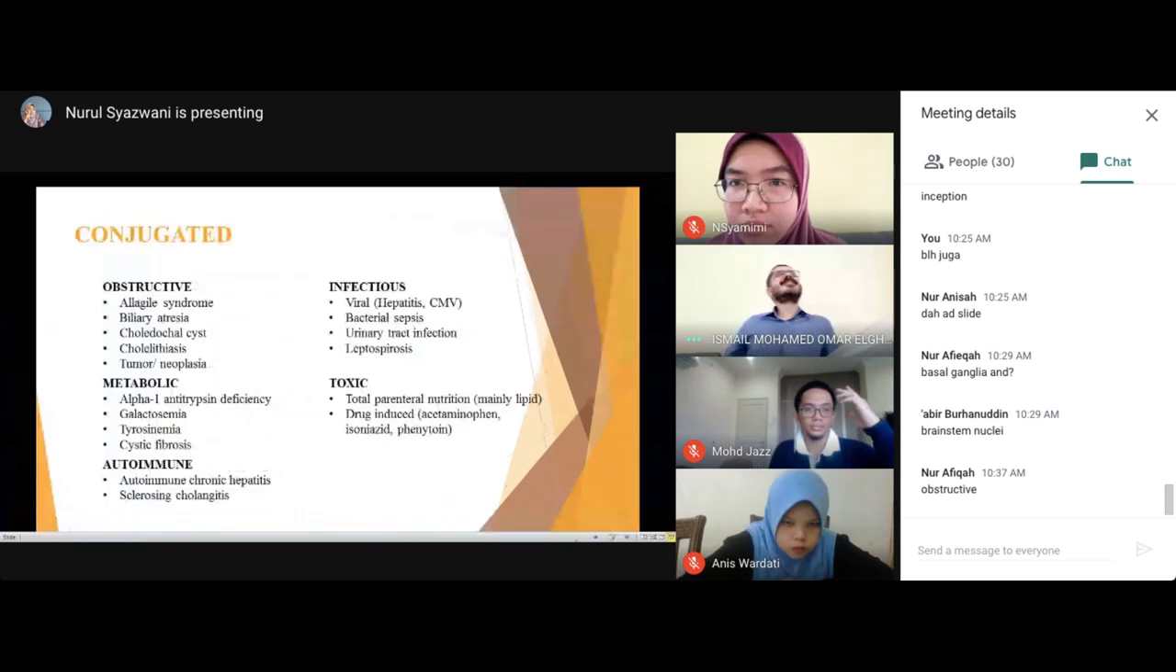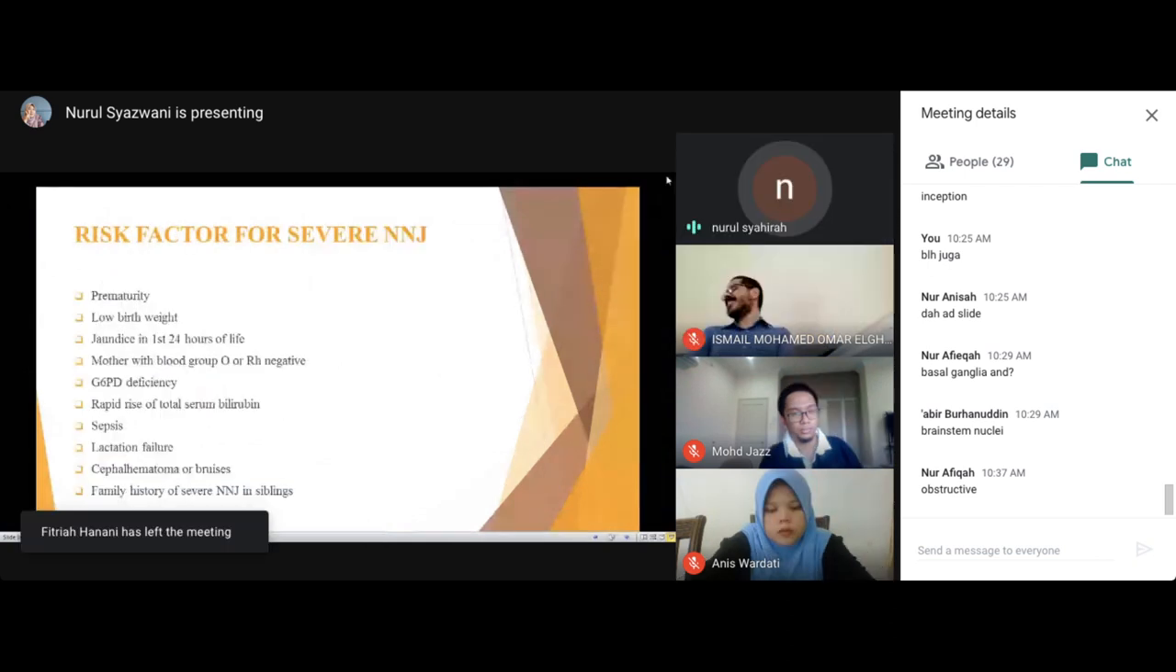So these are the risk factors for severe neonatal jaundice. We have a premature baby, low birth weight, jaundice in the first 24 hours of life, and a mother with blood group O or rhesus negative. Then feeding deficiency, rapid rise of total serum bilirubin, sepsis, lactation failure, cephalhematoma or bruises, and family history of severe neonatal jaundice in a sibling.